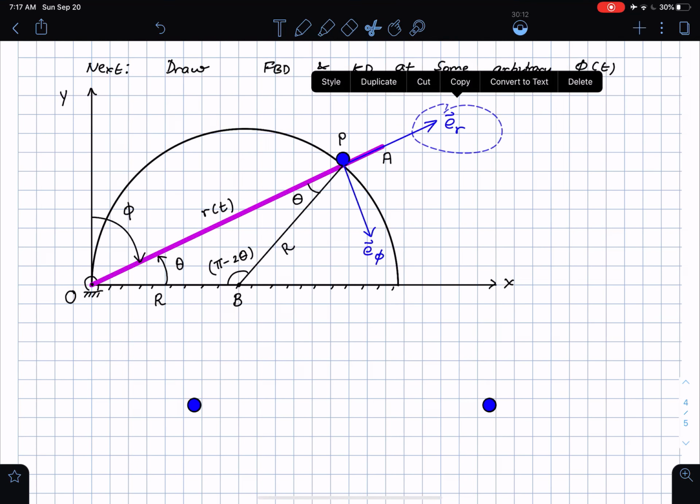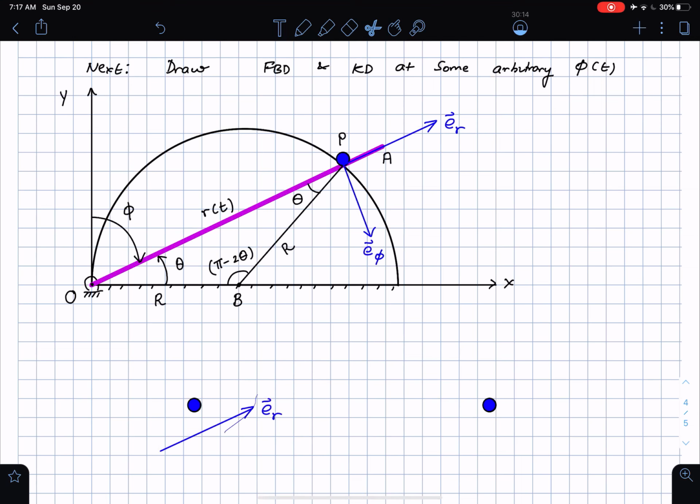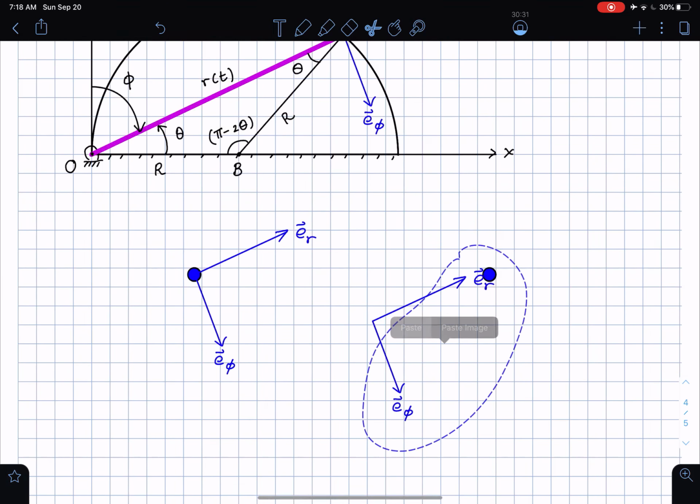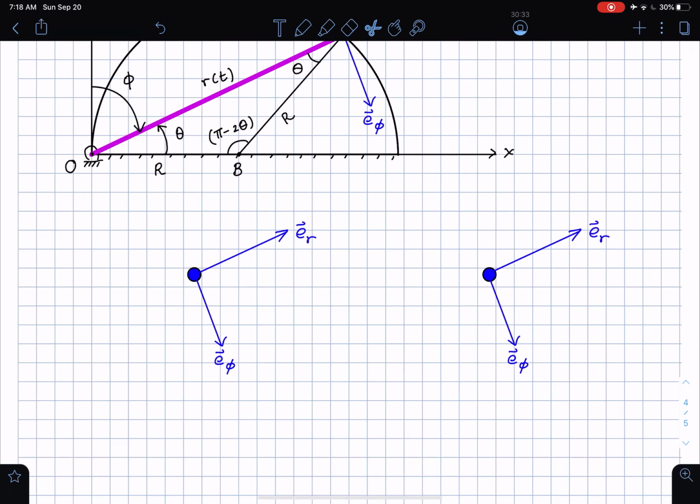Then I'm going to have this ER, copy that and paste that here. Okay, this is my ER direction. I'm going to have my EF direction, copy that and paste that here. Likewise I need both of these, copy and paste onto the kinetic diagram. So I'm going to have my free body diagram here, and then my kinetic diagram here.